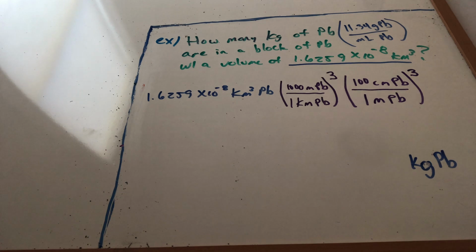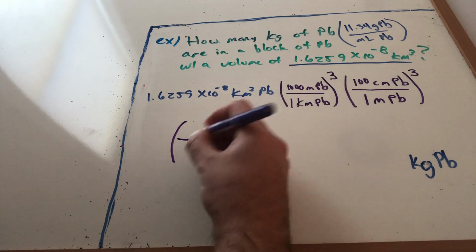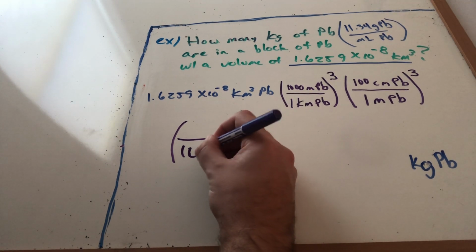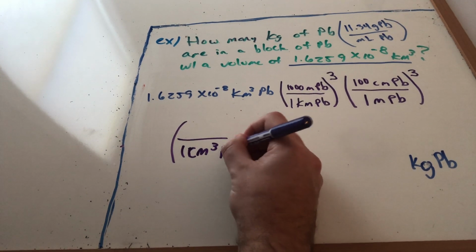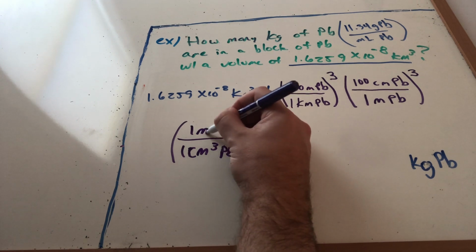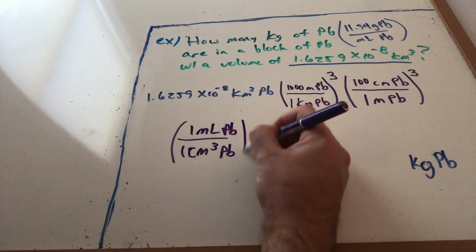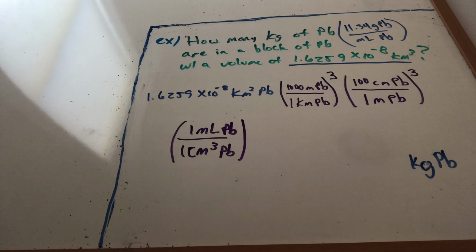If I cube that conversion factor and I multiply by 100 3 times, then I'm left with a centimeters cubed of lead. And that's really important because I've memorized that 1 centimeter cubed of lead is defined as 1 milliliter of lead. Okay? So hopefully you can see the thought process.